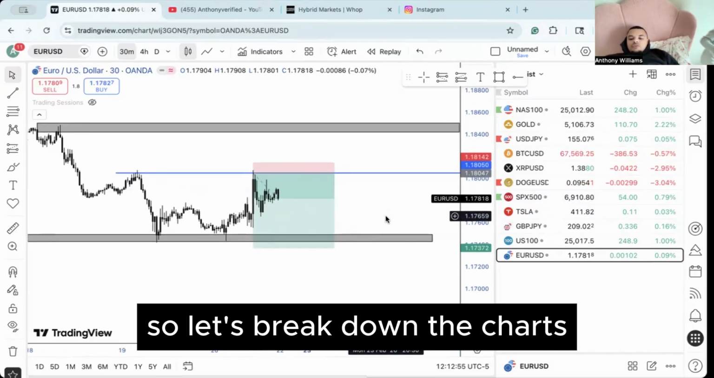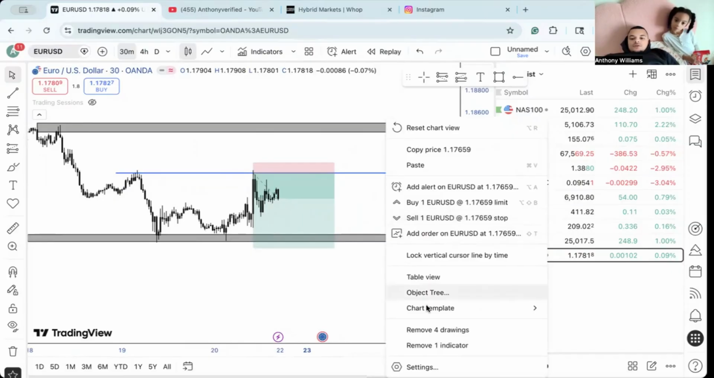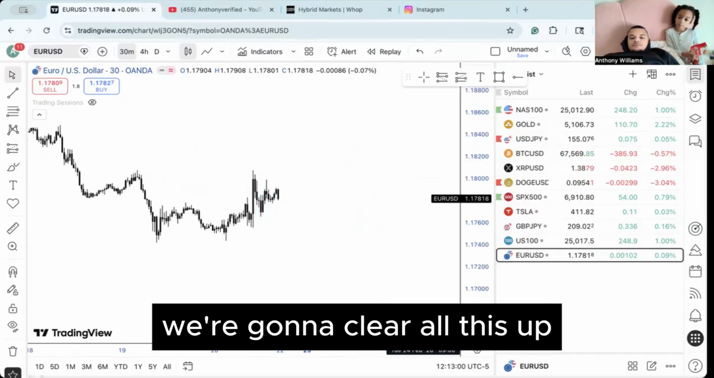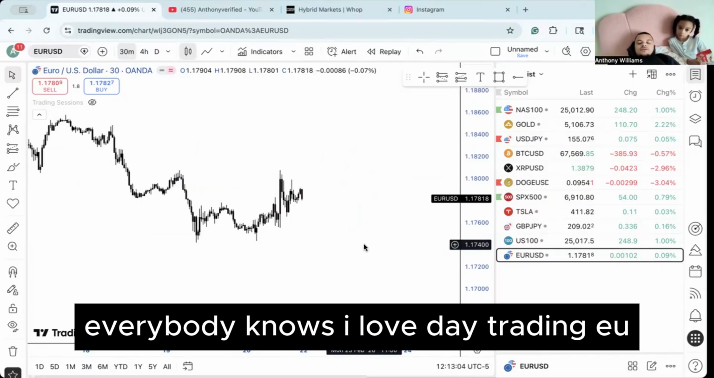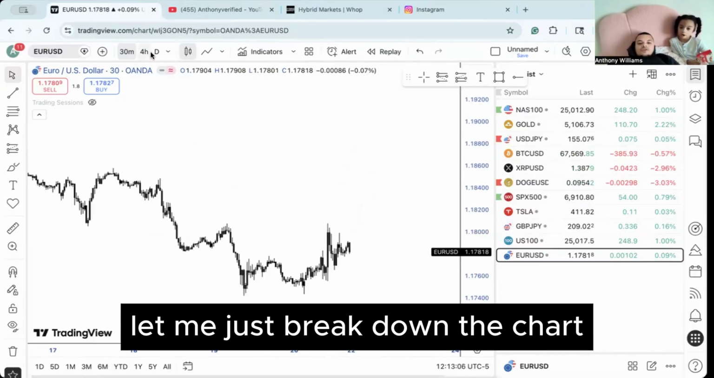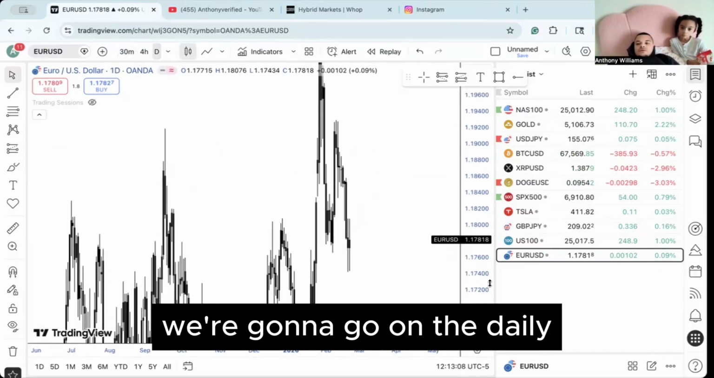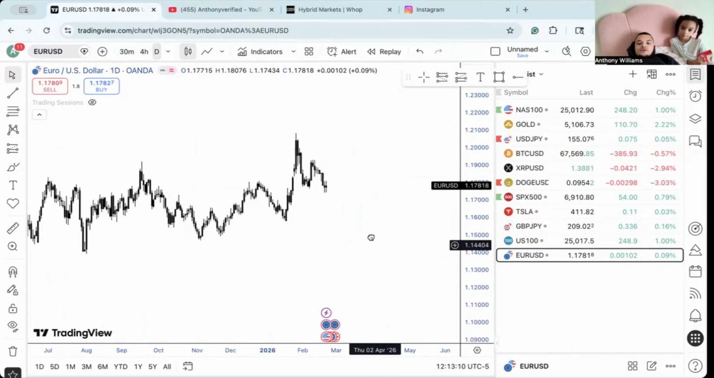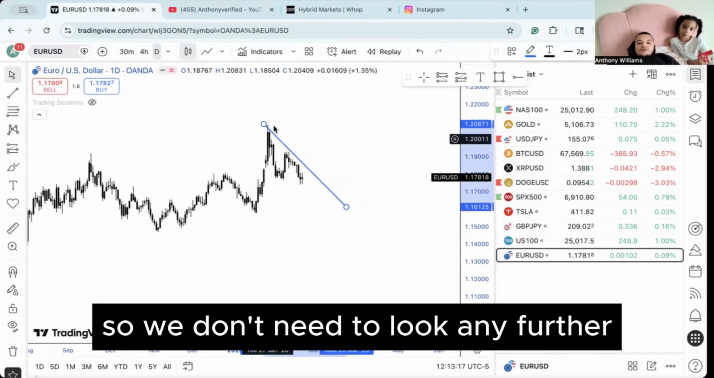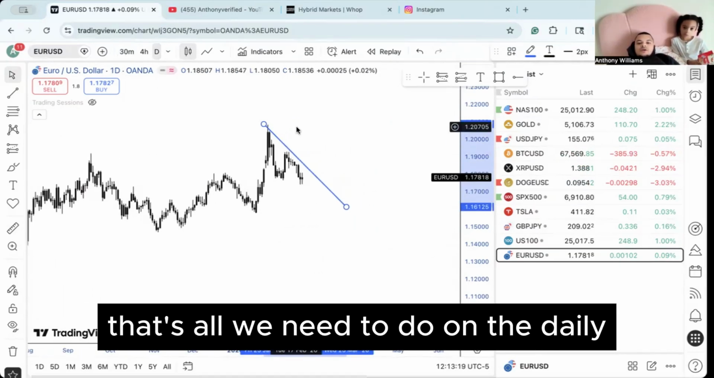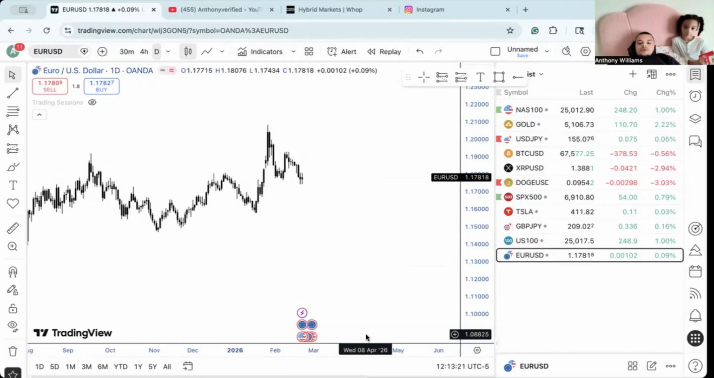So let's break down the charts. We're gonna clear all this up, clear the indicators. Everybody knows I love day trading EU. Let me just break down the chart. We're gonna go on the daily, and you see that we are in a small downtrend right here. So we don't need to look any further. That's all we need to do on the daily. So let's just clear that up.